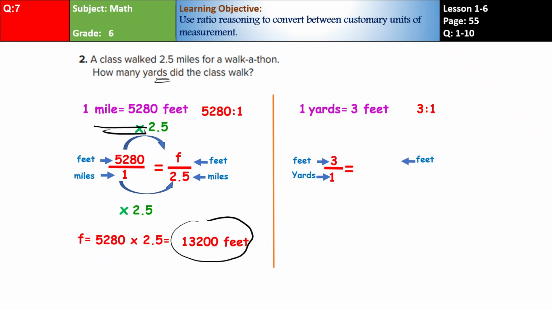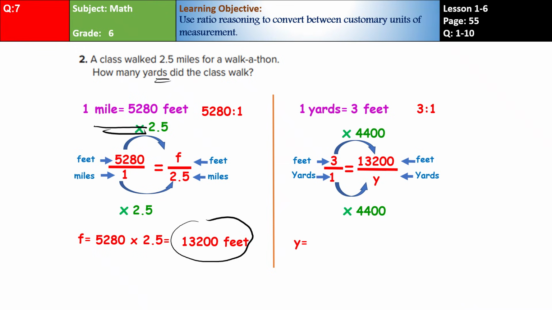But when 1 became 13,200, how many yards are there? So 3 feet became 13200. So we will do the opposite. We will divide 13200 to see with which number we should multiply 1.